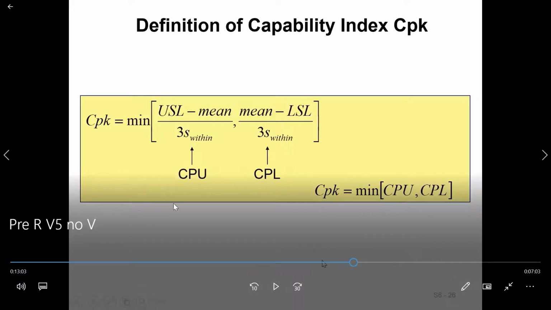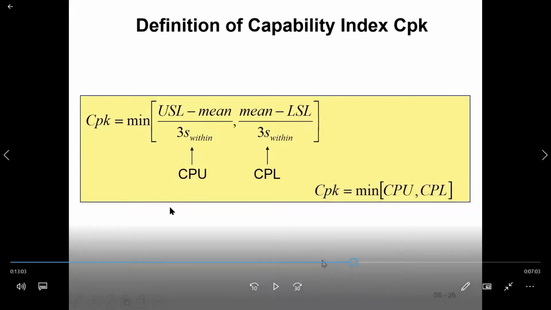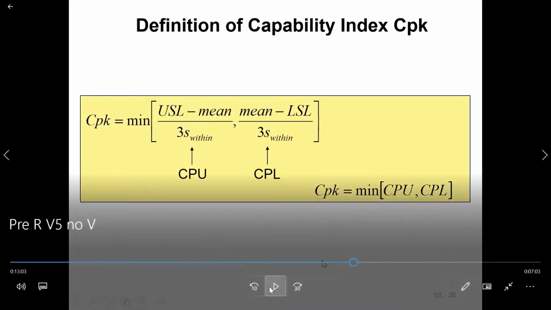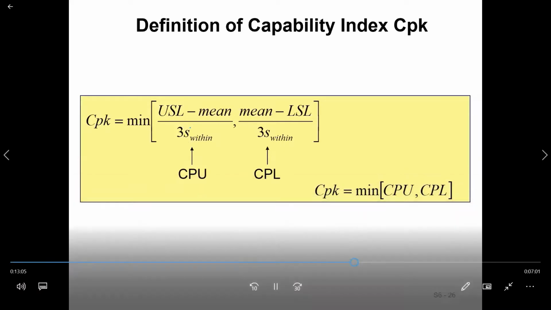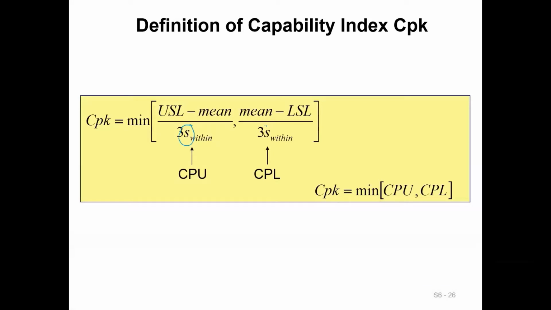Why I want to highlight this now is because when you do your mini test, these two numbers will appear. You must know them. If not, you won't know what these two, CPU and CPL, are. All right, continue. So sigma using S. Okay.